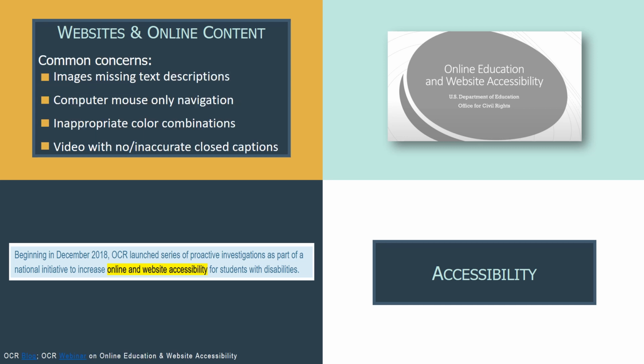Some common Office for Civil Rights website accessibility findings include images missing text descriptions, computer mouse-only navigation that does not allow keyboard users access, inappropriate color combinations for the visually impaired, and video with no closed captions or inaccurate captions.